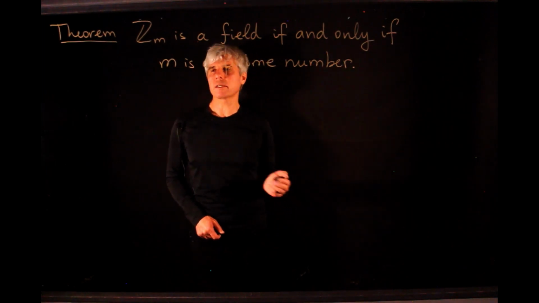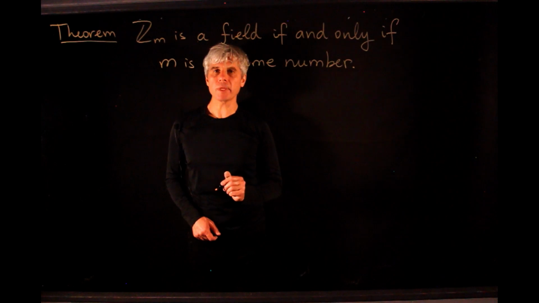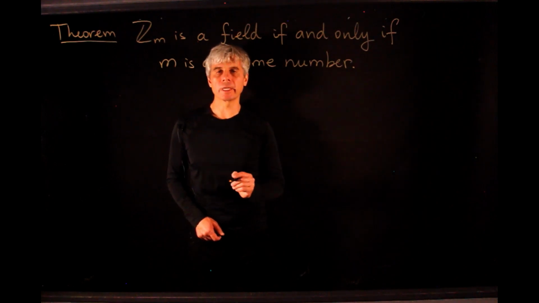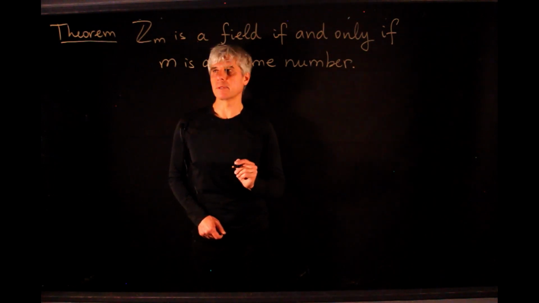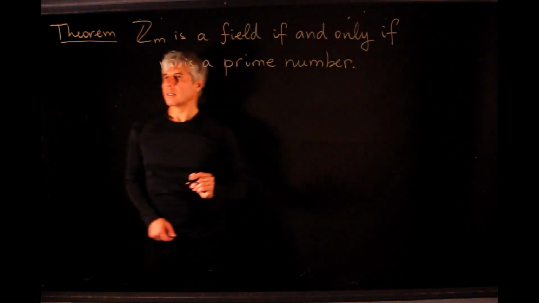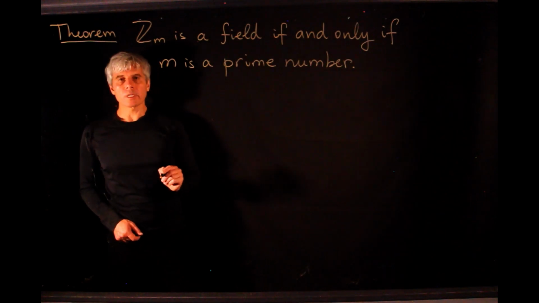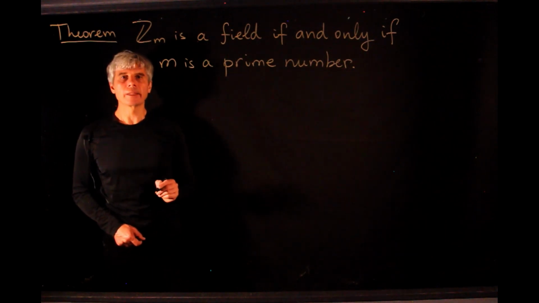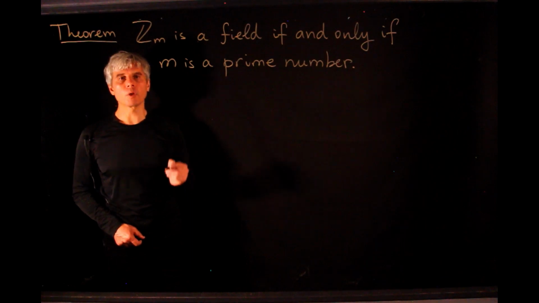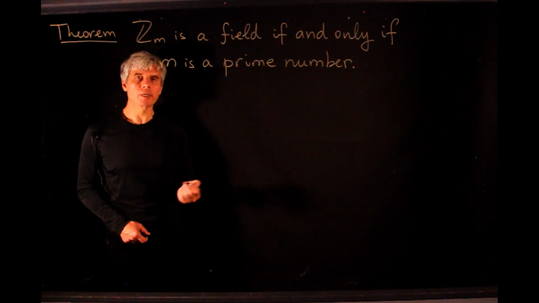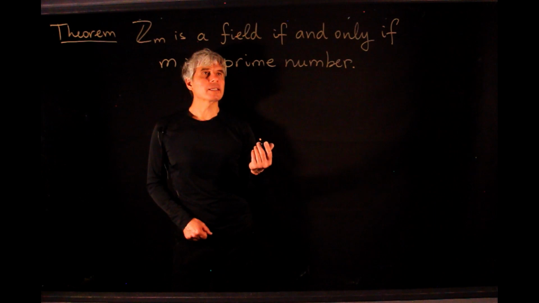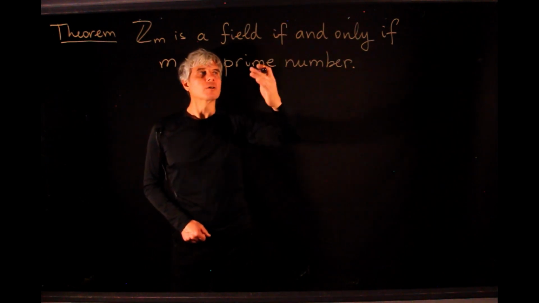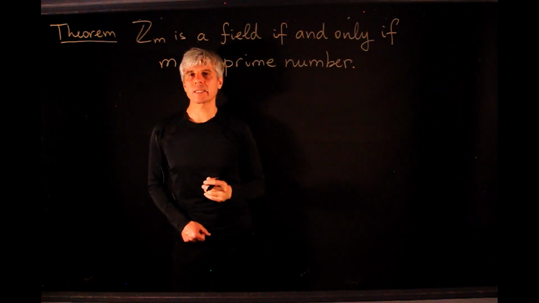So what we're saying here is that when m is a prime number, then Zm is a field. When m is not a prime number, then Zm is not a field. Now, the emphasis in this course is on proofs. And so in addition to learning some facts from algebra, we're going to also use the methods of proving things. So now let us discuss a strategy for proving a statement like this.